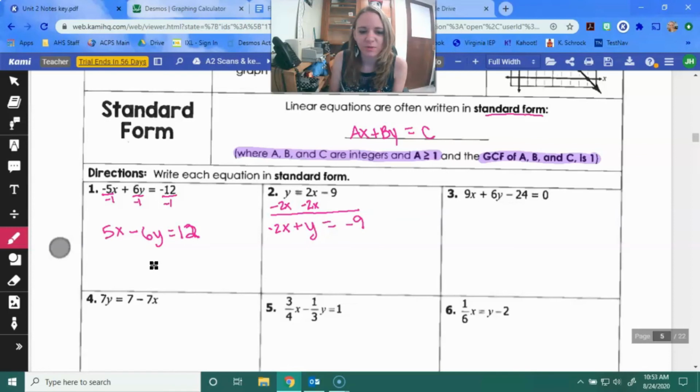You can do this pretty quickly in one step. If you want to do it in one step, just change all the signs, and then you're pretty good with doing that in one whack. Go ahead and do that.